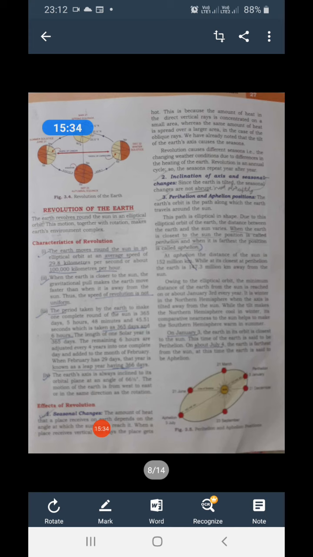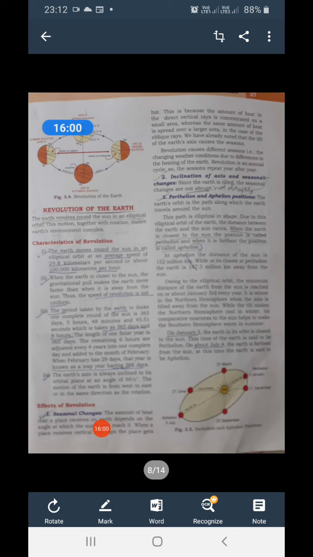And the fourth point is the earth's axis is always inclined to its orbital plane at an angle of 66.5 degrees. So again, this is the repetition, that the axis is inclined and the motion of the earth is from west to east or in the same direction as the rotation. So you just learn that the axis is inclined at 66.5 degrees.